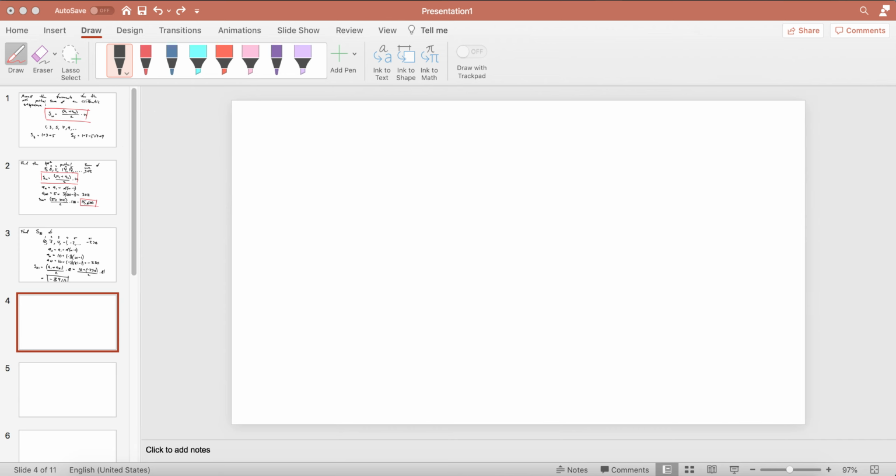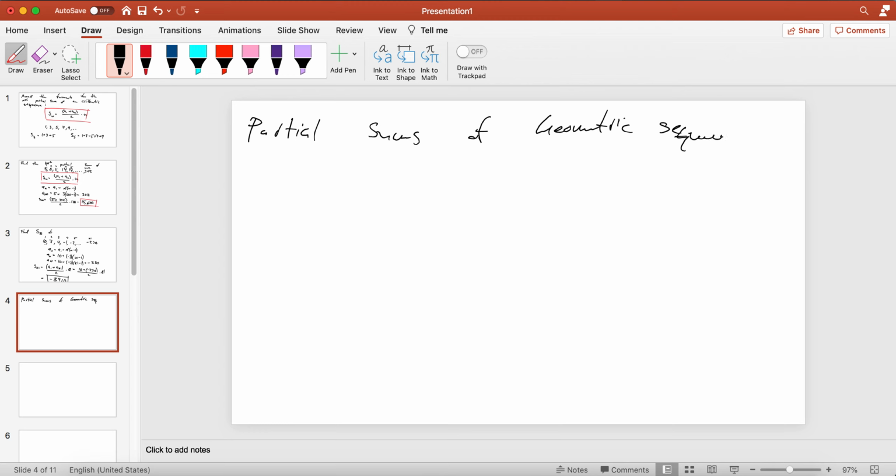Okay, so now let's consider partial sums of geometric sequences. Sorry, my scrawl there, but that says partial sums of geometric sequences.